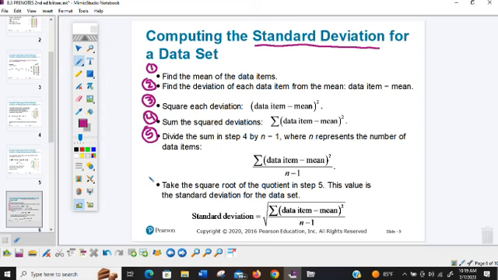And the very last step is you take the square root of that number. Now in step 5, what you actually get is the variance, okay? But they don't ask you for the variance. They will ask you when you get to statistics. But this book asks for the standard deviation, and the square root of the variance is the standard deviation. So it's these 6 steps.